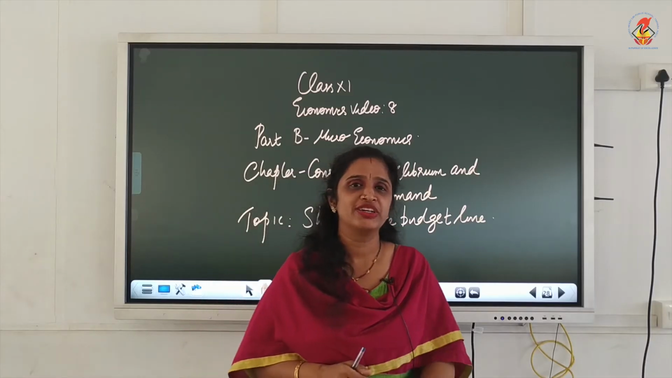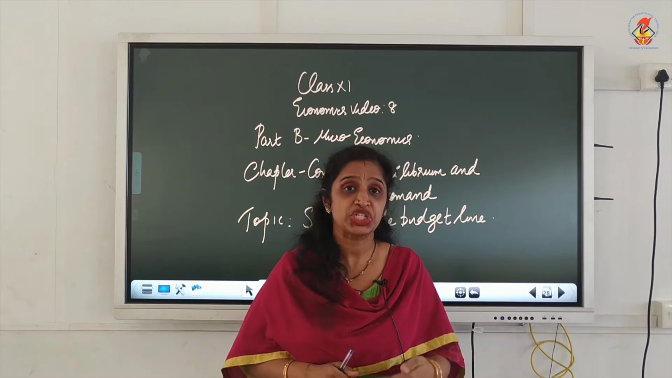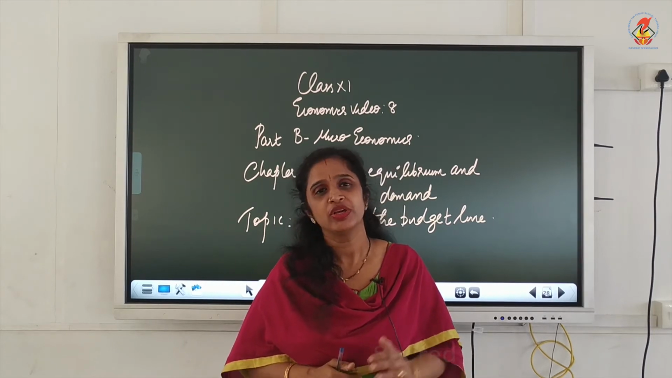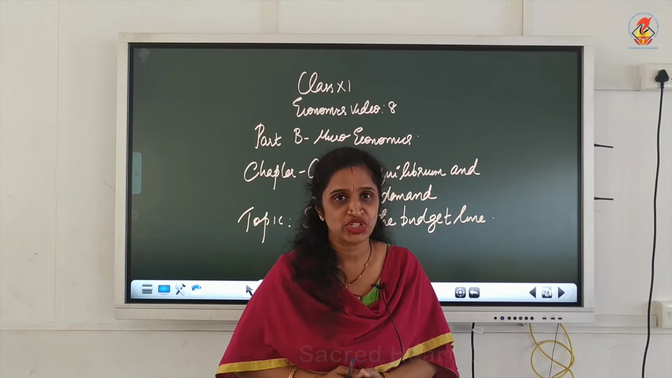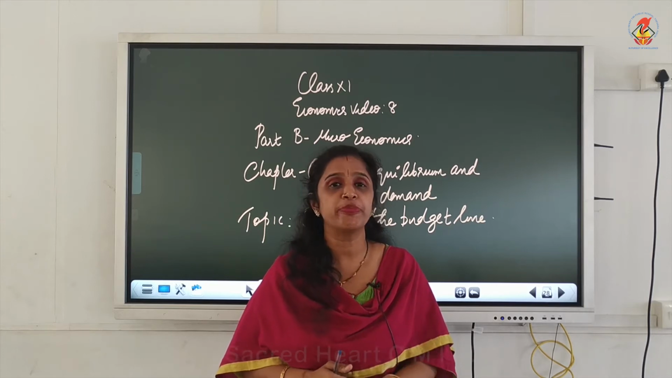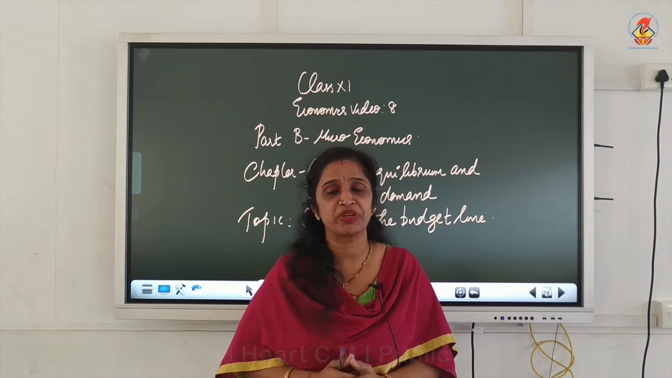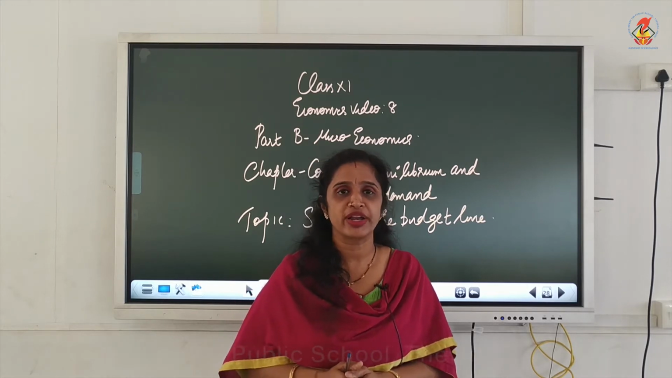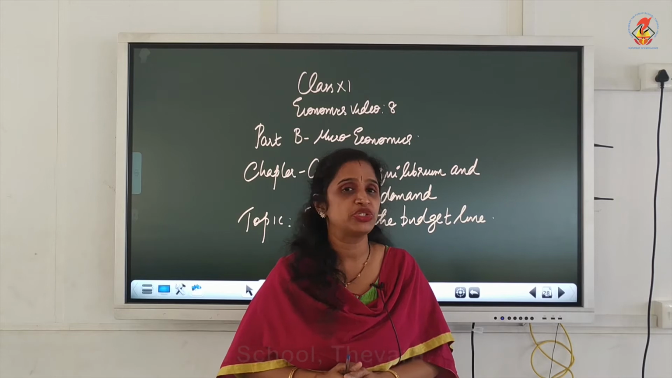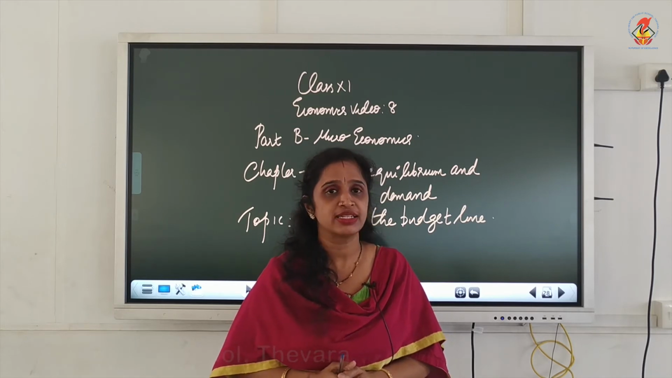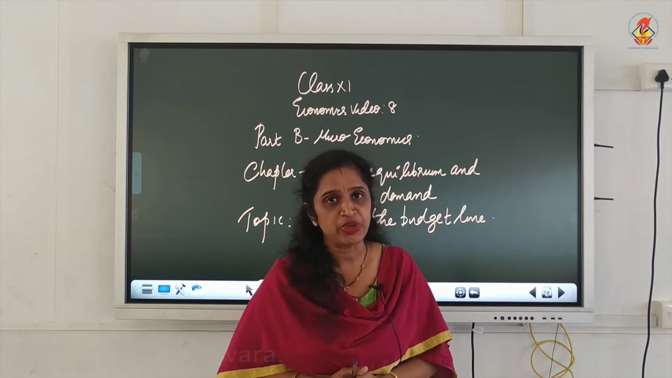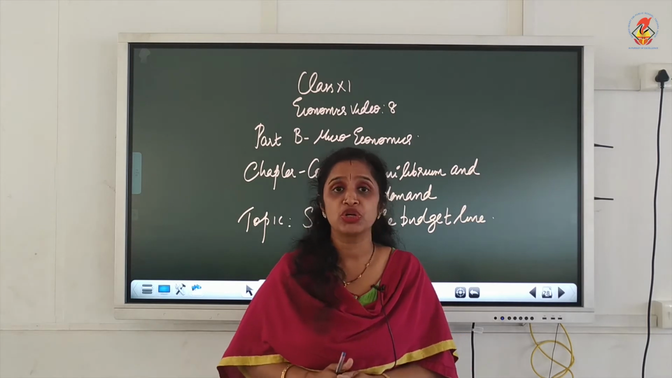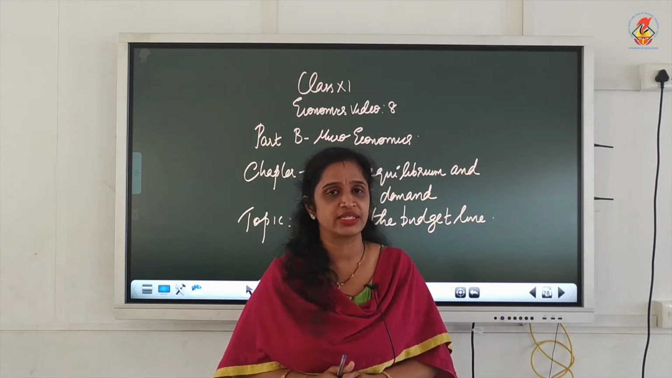Now we are going to learn the next topic, that is shift in the budget line. We learned how to construct a budget line and we learned what is the shape of the budget line. It is a downward sloping straight line and the slope of the budget line is MRE, that is market rate of exchange, which is equal to delta Y by delta X or Px by Py. Now we can see in what all situations the budget line is getting shifted.